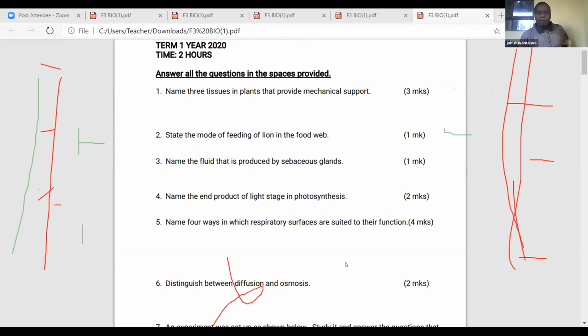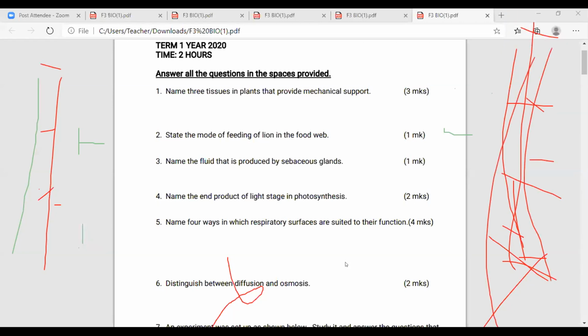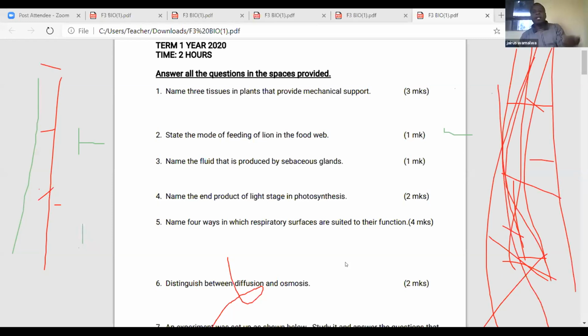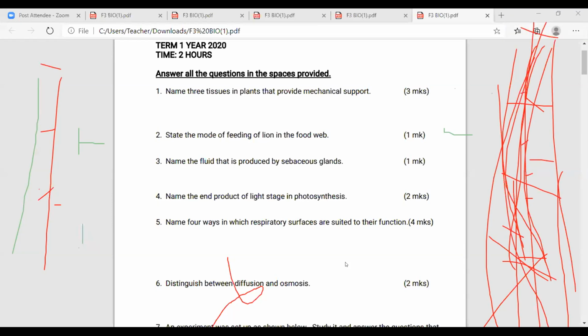But you can say what traps sunlight? Chloroplast is an organelle, and that organelle has molecules called chlorophyll. So chlorophyll is the one that traps sunlight and then converts that sunlight into chemical energy. And that chemical energy is normally used to split the water molecules, what we call photolysis, into hydrogen ions and oxygen gas.